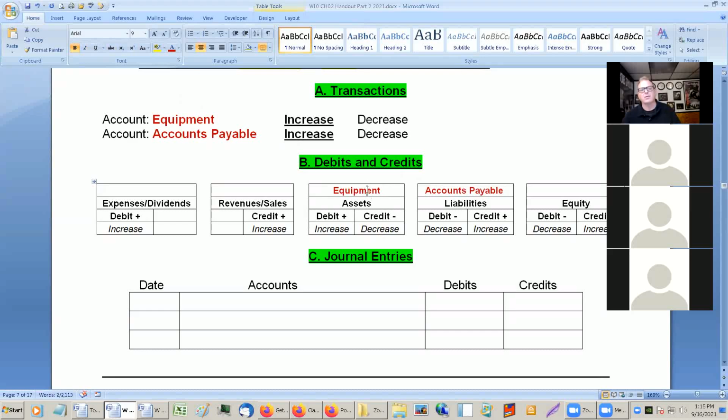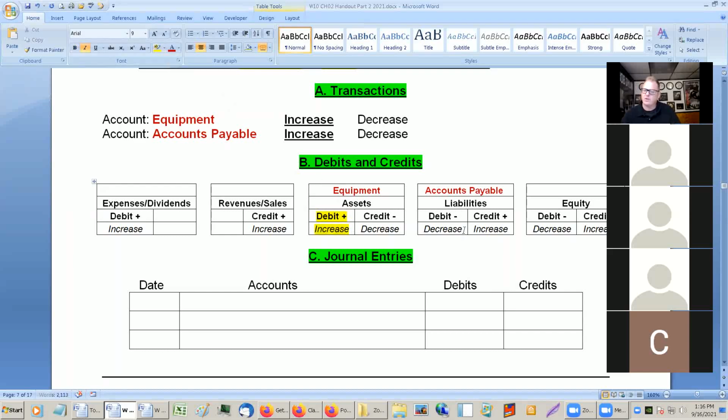Okay, so equipment's going up. It's an asset. Will it be a debit or credit? Debit. Yeah, so if it's increasing, it'll be a debit. So you know, I should have this too.